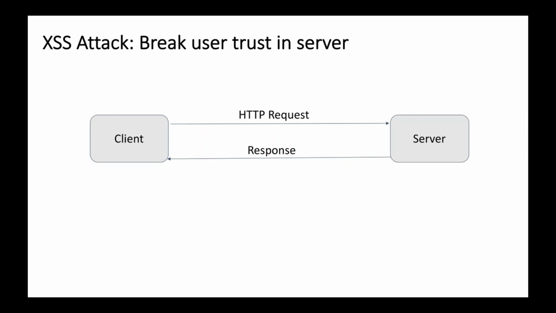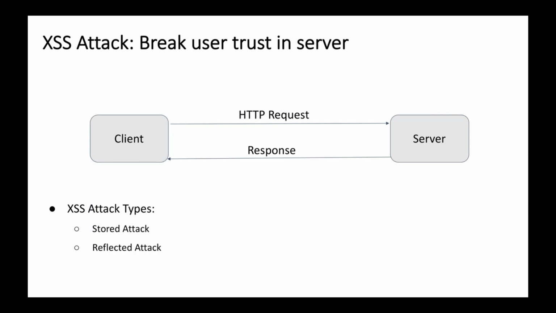Let me talk in this video about the XSS attack, or breaking user trust in the server. In normal life, communication happens between client and server. The client sends a request to the server, and the server sends a response back. The client trusts that server, and whatever comes from that server, the client considers it real data. In the XSS attack, we try to inject HTML or JavaScript code on the client side, and we try to confuse the client about the information coming from the server.